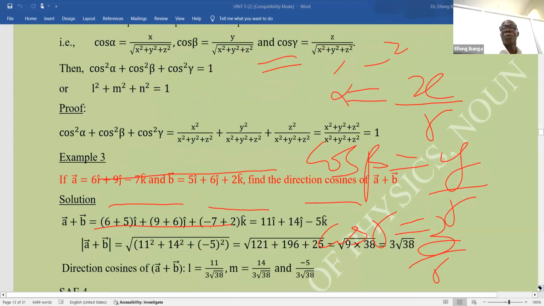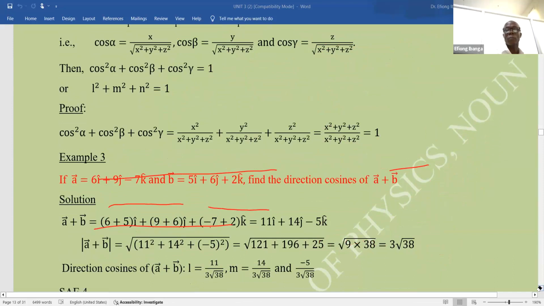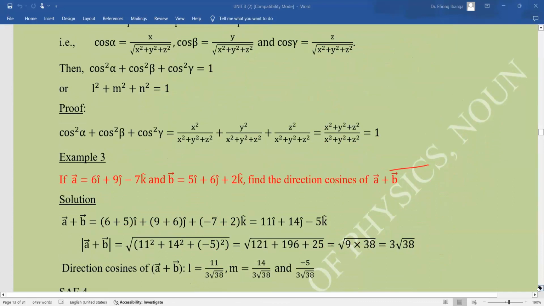Look at the example. With this example, I'm going to leave you to go and solve the other one. It says if A is equal to this and B is equal to this, find the direction cosines of A plus B. I could have asked you to find the direction cosine of A, of B, of C, whatever. But now we have asked you to find that of A plus B.